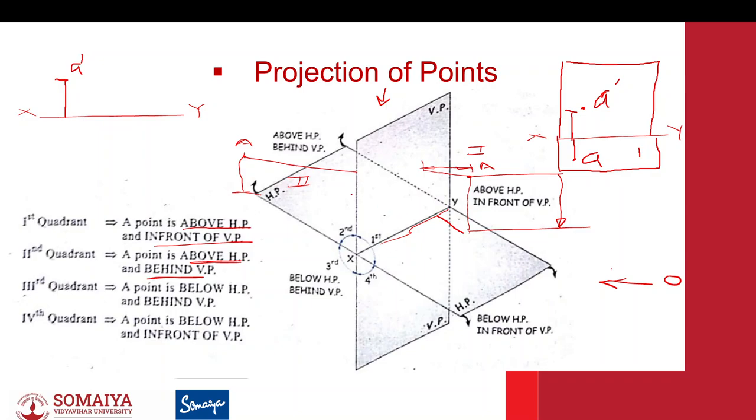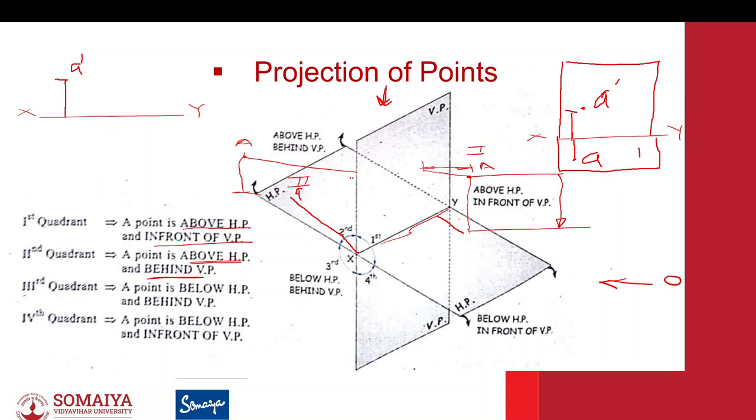For the first quadrant, above the XY, the point is in dash because the projection is obtained on the VP, and it's in front of VP, so the distance will be obtained below XY, so that will be without dash. Now let us look at how we obtain the behind VP distance. For behind VP distance we will have to look at it from the top side. Correct? So the distance by how much it is behind will be projected on which plane? Here. Correct?